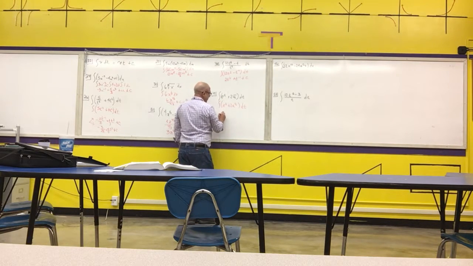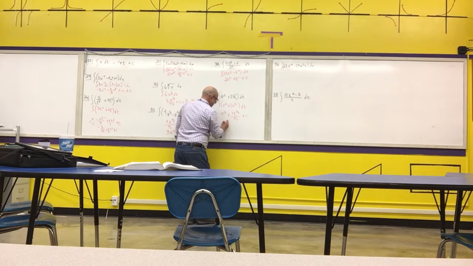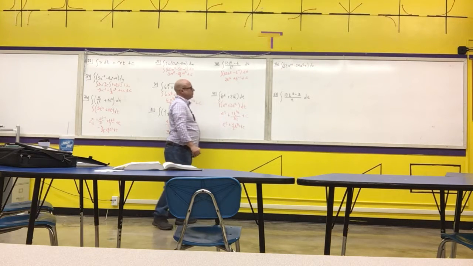Antiderivative of e to the t is e to the t. Add one to the exponent, so I'm going to get t to the 3/2 divided by the new exponent of 3/2, plus c. Simplify. This is going to end up being 4/3 t to the 3/2 plus c.